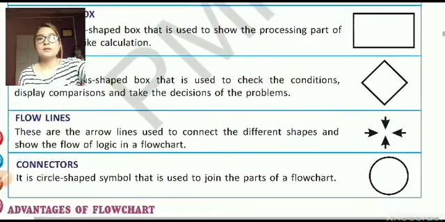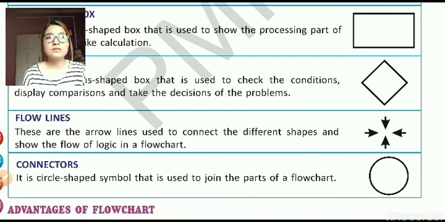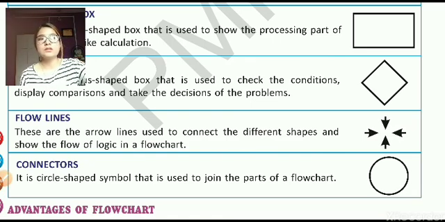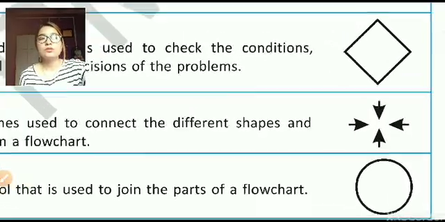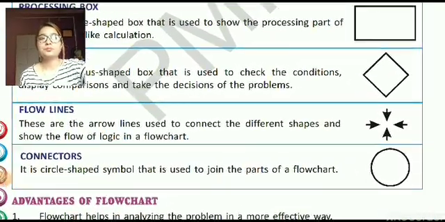Next is flow lines. Flow lines are the arrow lines used to connect the different shapes and show the flow of logic in the flowchart. If one box is connected to another, it is through flow lines. Next is connectors. A connector is a circle shaped symbol that is used to join the parts of a flowchart. Different parts of a flowchart are connected using this round box, the connector.